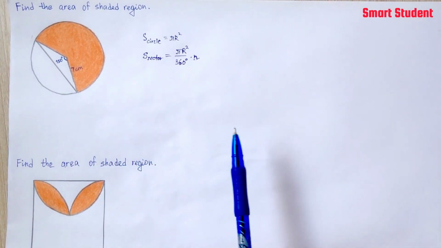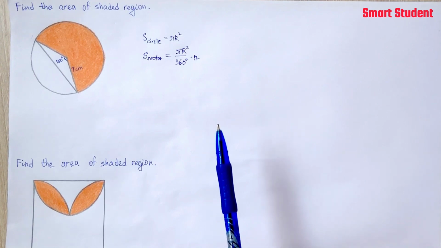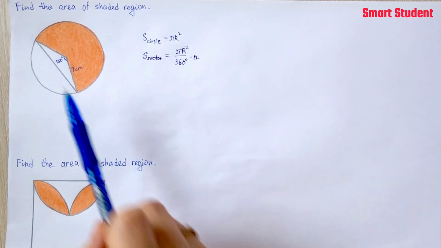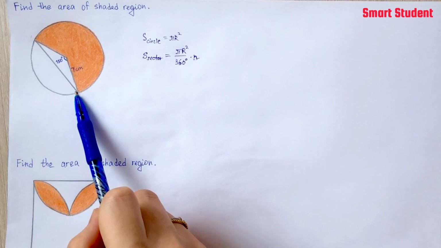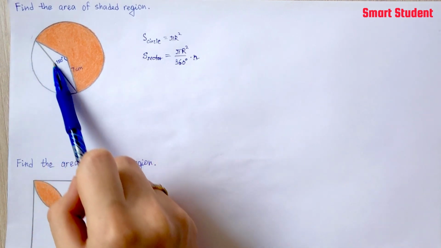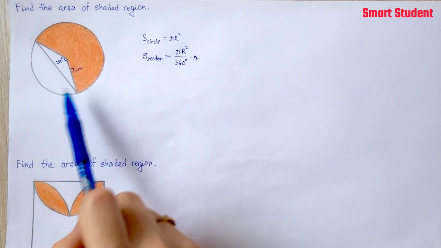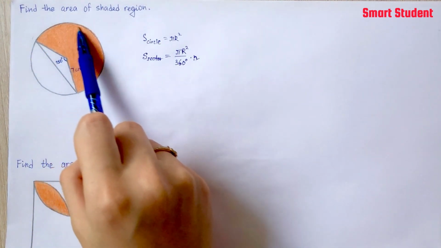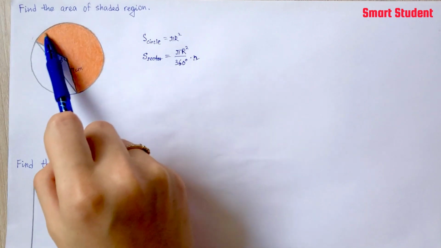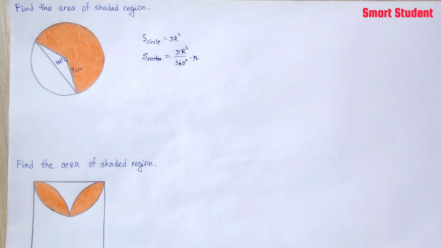Segment is the region that is bounded by an arc and a chord of the circle. Arc is this part, and our chord is this line. So the smaller our angle is, the smaller our arc is gonna be. So our sector is the bigger one, so this bigger sector, and we need to find the area.